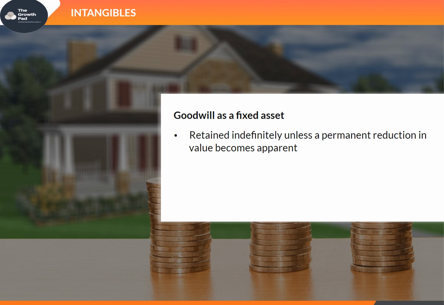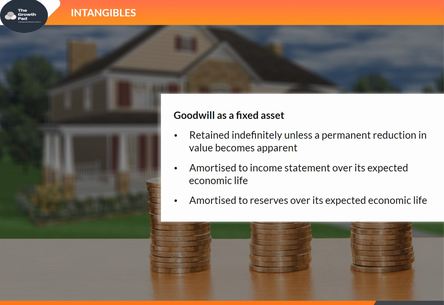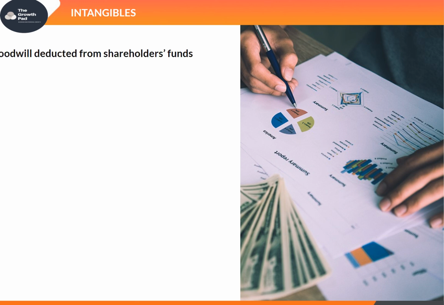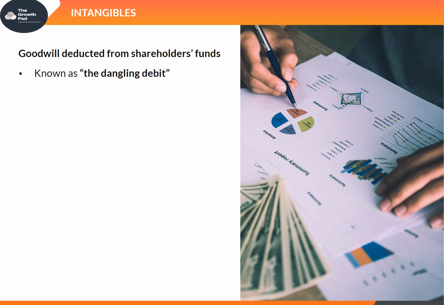Goodwill is a fixed asset. It is retained indefinitely unless a permanent reduction in value becomes apparent, or amortized to the income statement over its expected economic life, or amortized to reserves over its expected economic life. Alternatively, goodwill is deducted from shareholders' funds, known as the dangling debit.